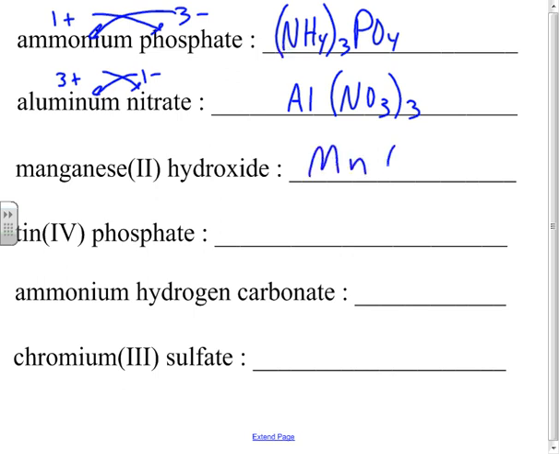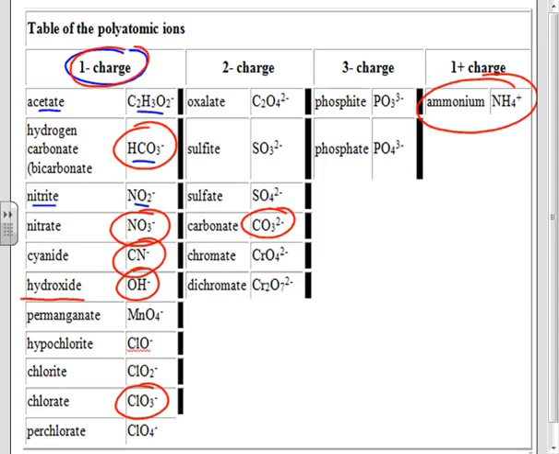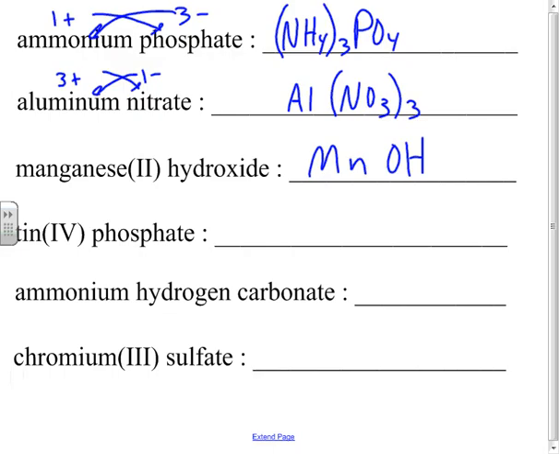Manganese 2 hydroxide. Manganese is Mn. Hydroxide from the polyatomic ion table is the OH- polyatomic ion. The manganese is a 2+, hydroxide's a 1-, so I need 1 manganese to 2 hydroxides. Again, the hydroxide's a polyatomic ion. I need more than 1, so I have to put that in parentheses and put the 2 on the outside, so that gives me 2 hydroxides.